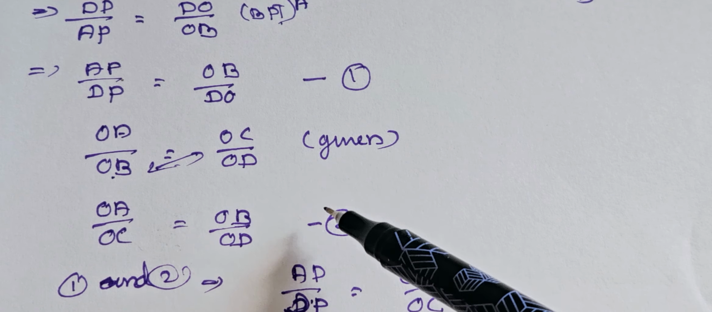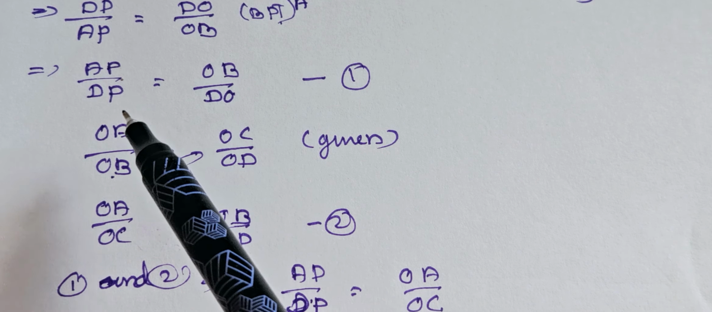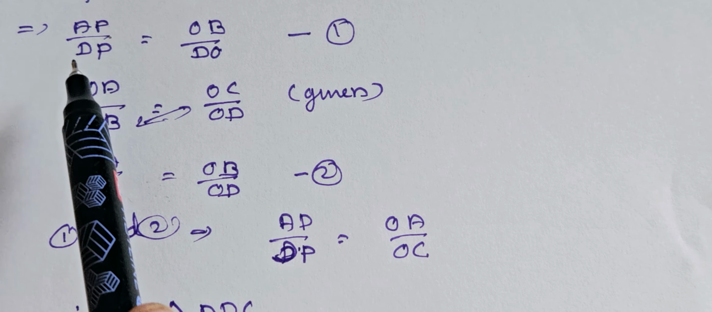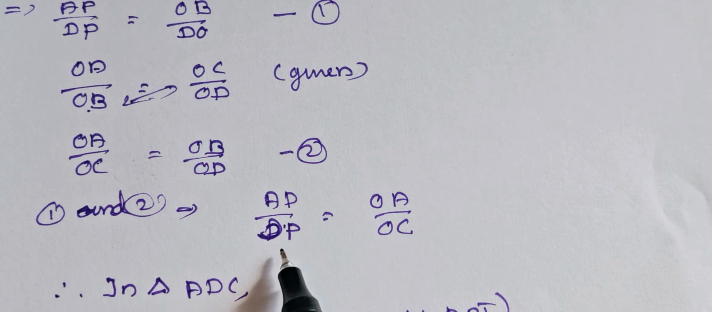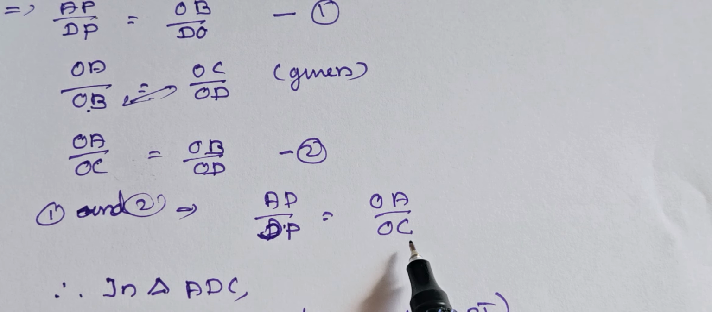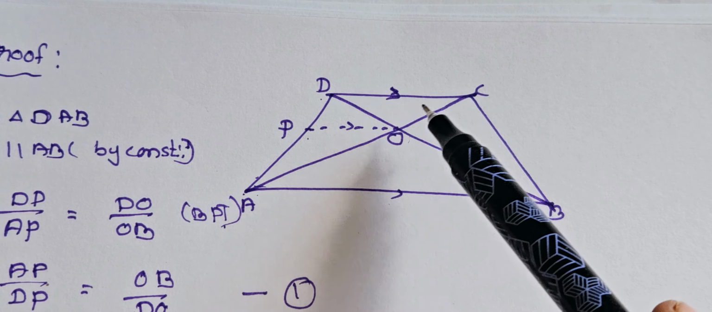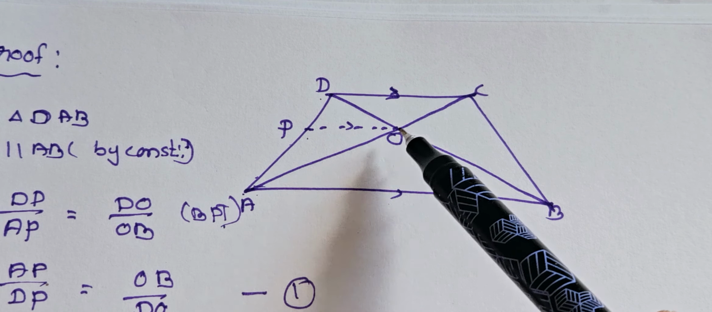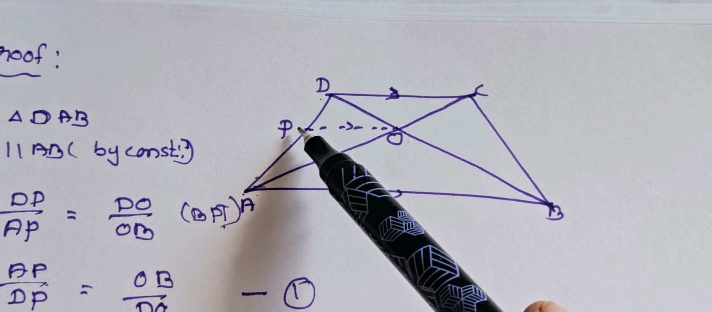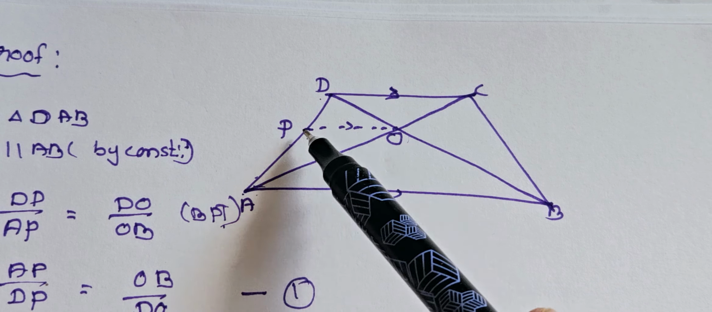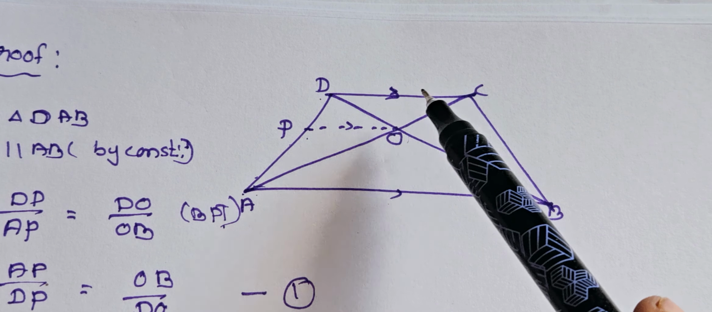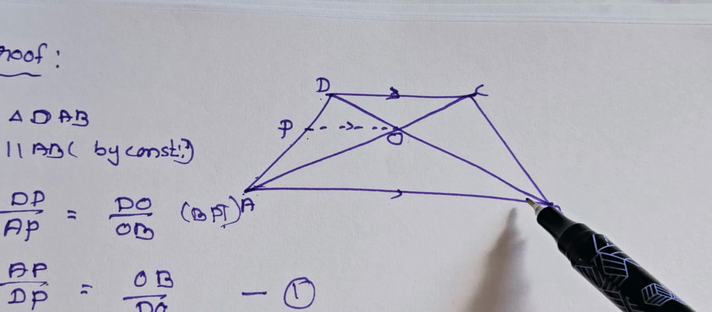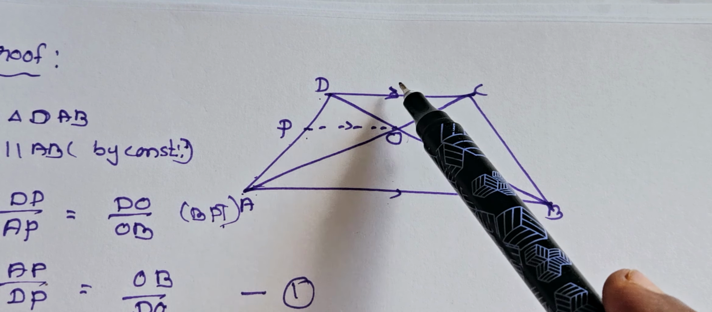Now in equations 1 and 2, RHS are equal, LHS are also equal. That implies AP by DP equal to OA by OC. That is, in triangle DAC, we proved that AP by DP equal to OA by OC. Hence, by converse of basic proportionality theorem, PO parallel to DC. But by construction, PO is parallel to AB, isn't it? Therefore, we get AB is parallel to DC.